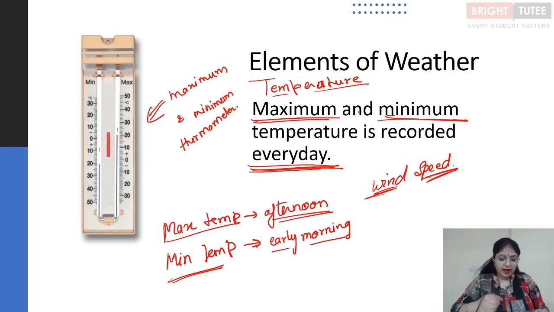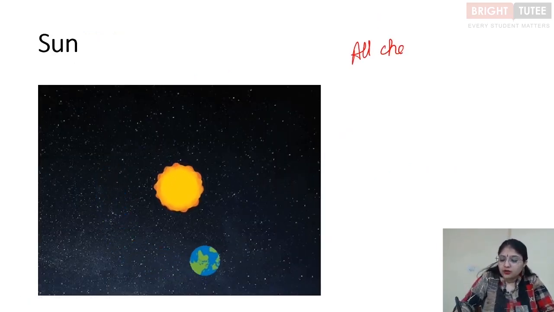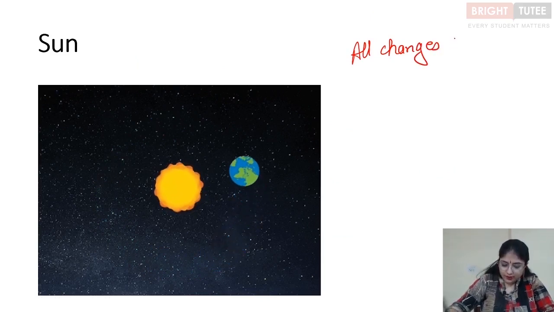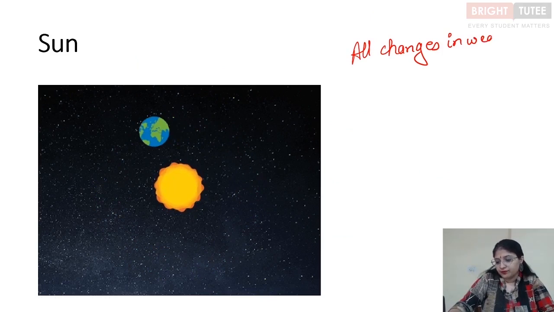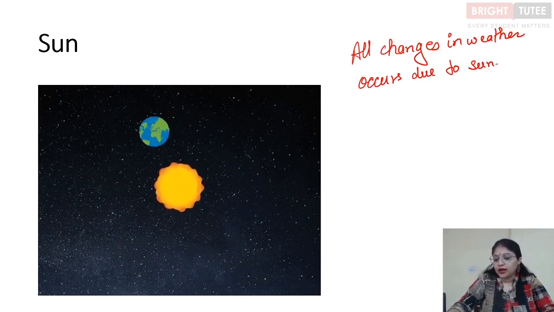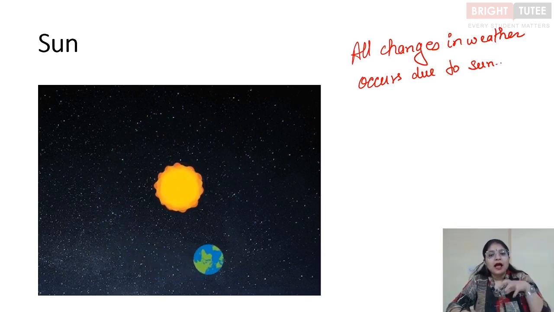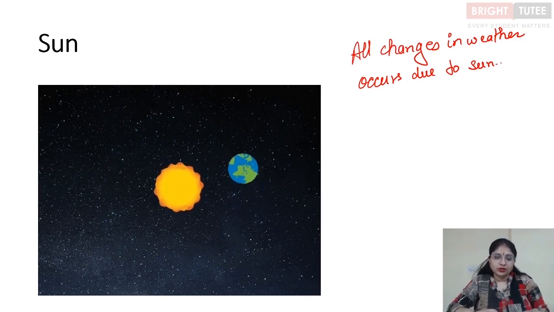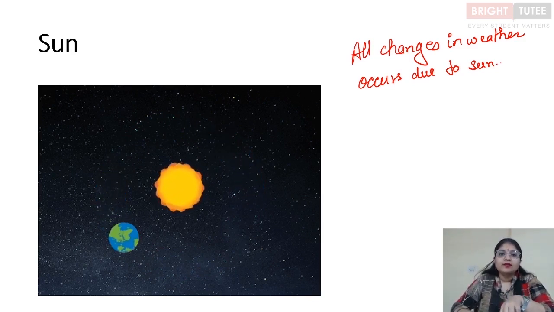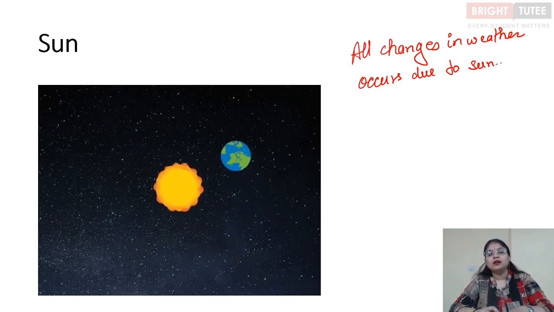So before that, let's answer a question. We see that all changes in weather occur due to the sun, right? How does this happen? Because we know that our earth is taking revolutions around the sun, and this sun provides the energy to the earth, right? So before we understand how it influences the temperature on earth, let's understand a little about the sun.